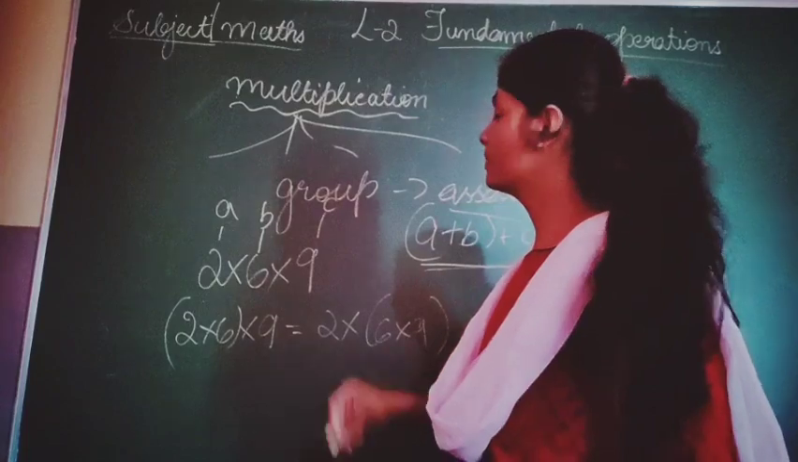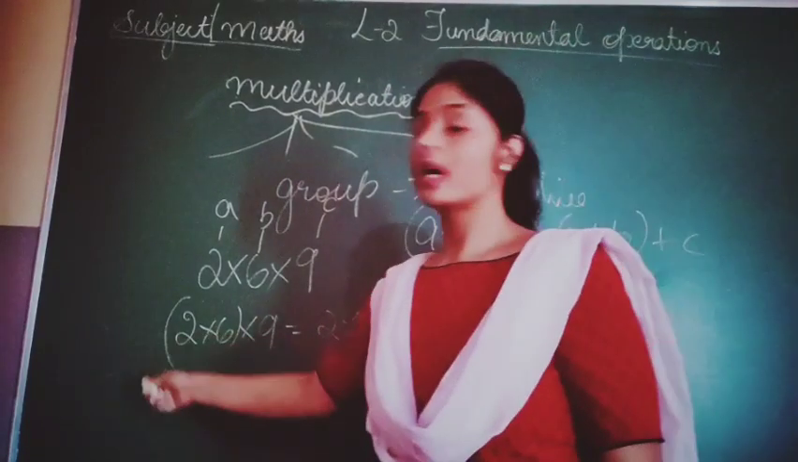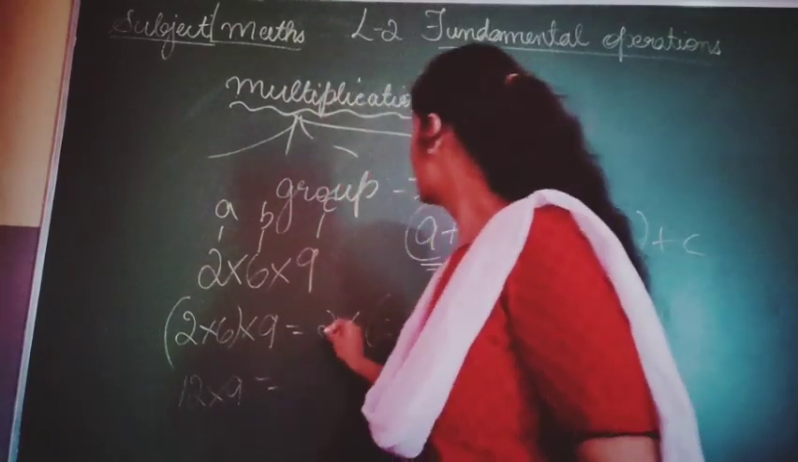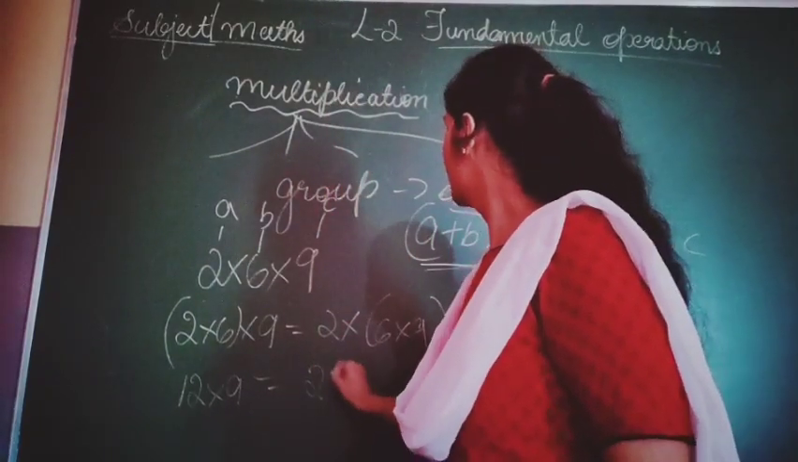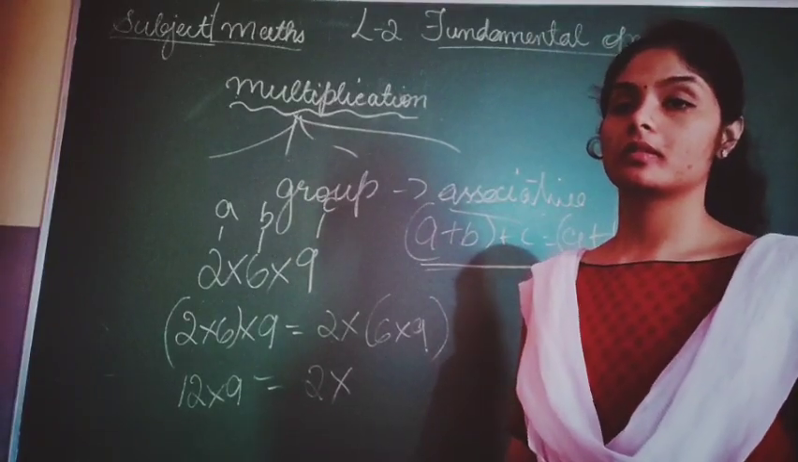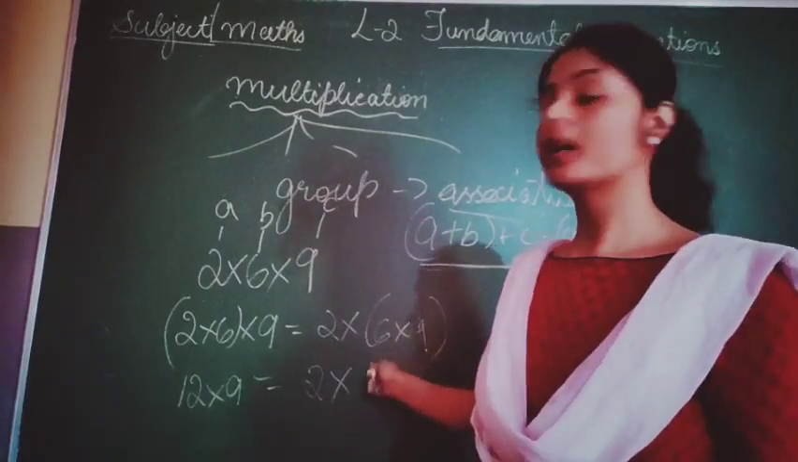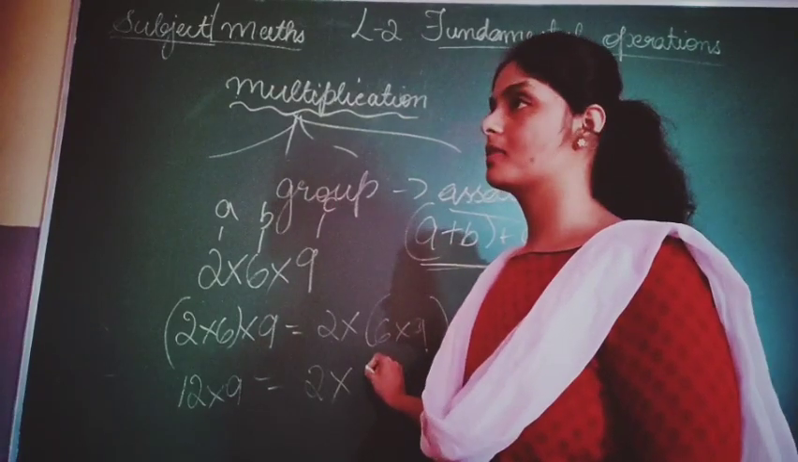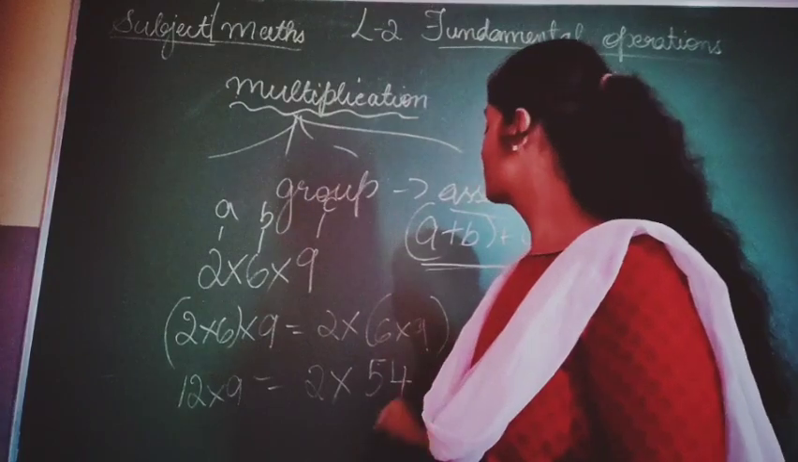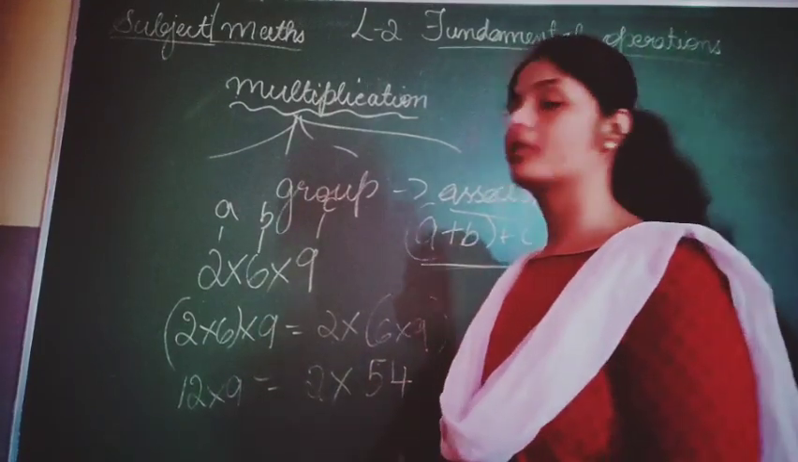Got it, children? 6 2s are 12. 12 into 9 we should find. Now 2 into 6 9s, 9 6s: 9 5s are 45, 9 6s are 54. Okay, now you have 2 into 54.